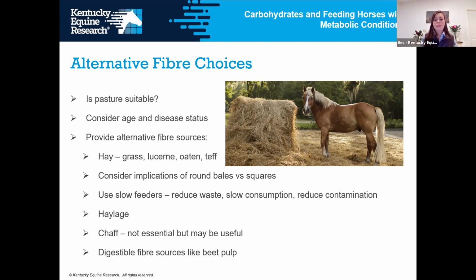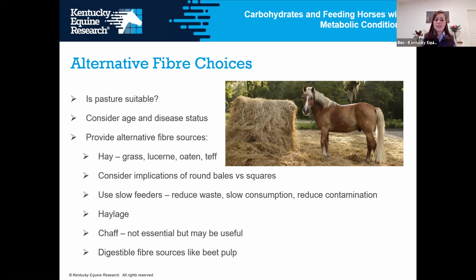Our cereal type hays, like oaten hay, are in most cases not that advantageous for these metabolic horses because they can be quite high in NSC. And teff hay has come onto the market relatively recently, in the last few years, and there are a few things that you do need to be aware of. It's not always low NSC, and that's one caution that I would put out there. I would still encourage you to have it tested, or to buy hay that has been tested, rather than just trusting it's teff, so it must be fine.